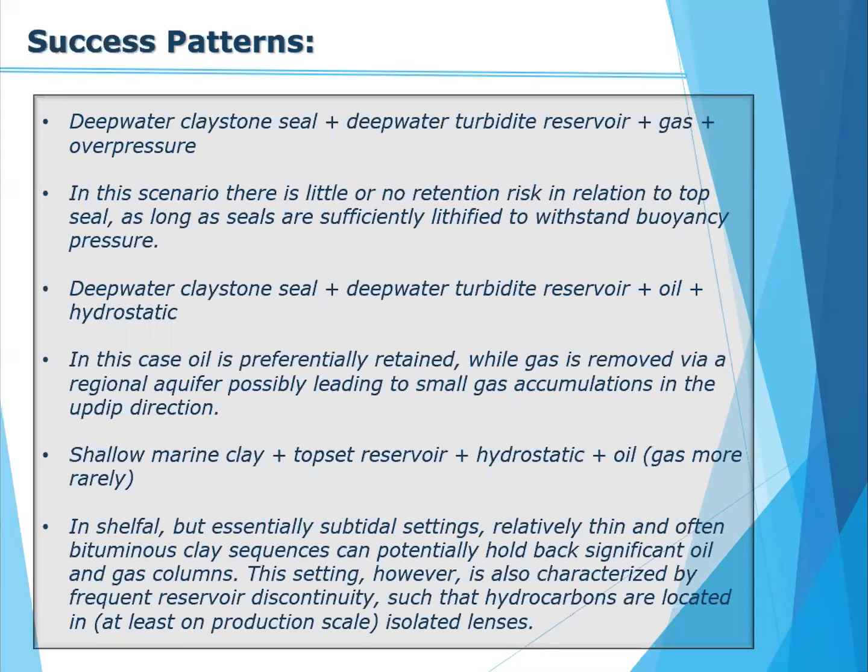Then another success one would be deep water claystone seal, deep water turbidite reservoirs, plus oil plus hydrostatic. Because the drive is not so strong, a relatively weak seal can hold many 100 meters of oil easily. So sometimes in this case, the oil is preferentially retained while gas is removed via a regional aquifer, possibly leading to small gas accumulations in the updip directions.